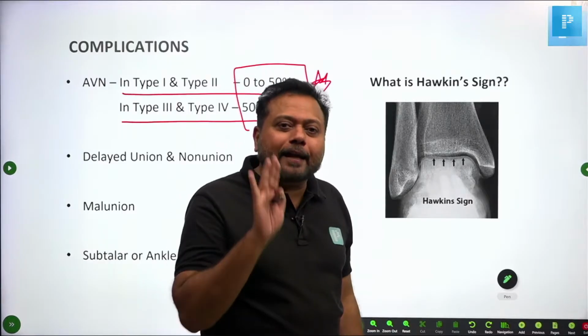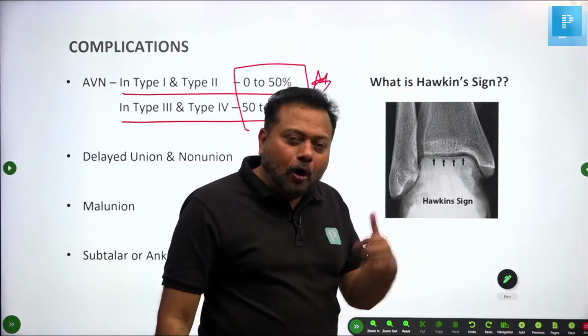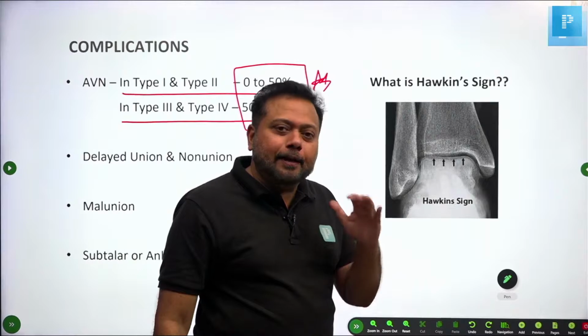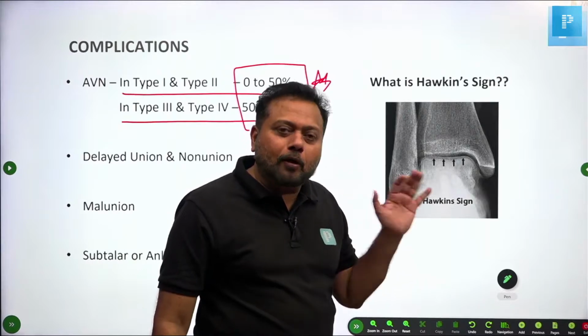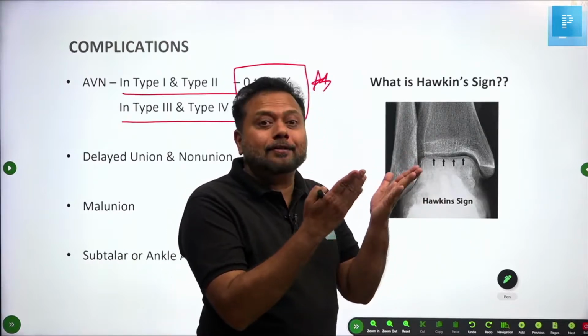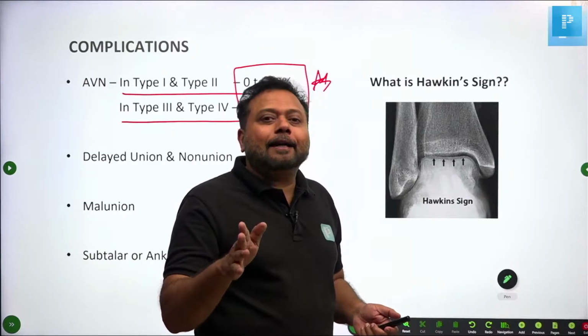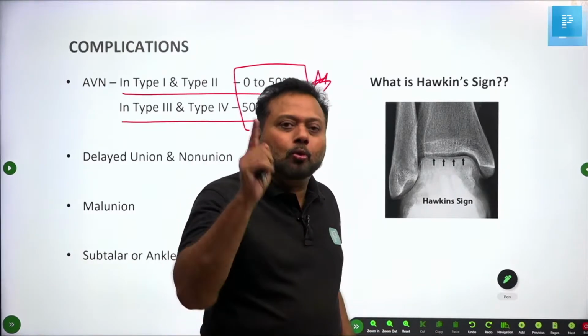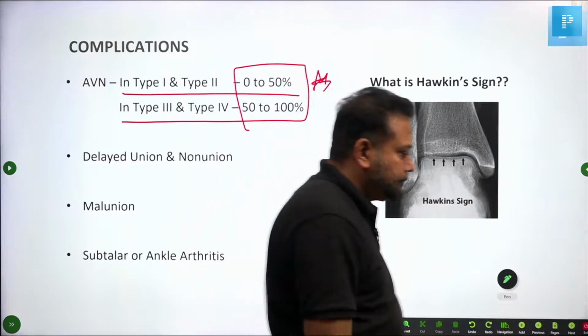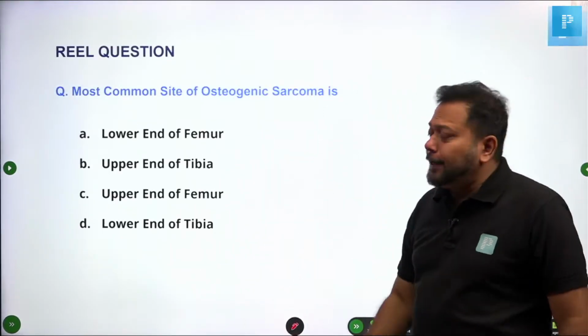In all talus fractures, in the follow-up after 2 weeks, we will take the proper view and we will look for Hawkins sign. When Hawkins sign is there, it's a good sign. That means the bone is metabolically active. That means bone is alive. It won't go for AVN. Okay? We will move on to the next question.